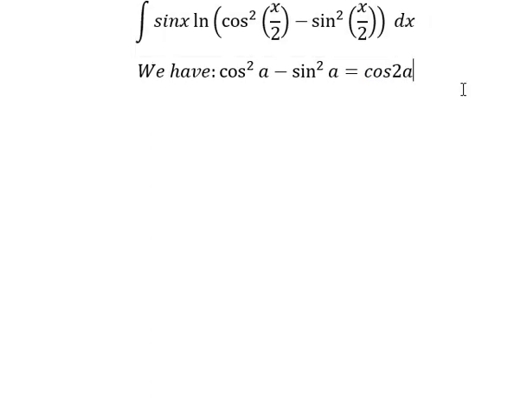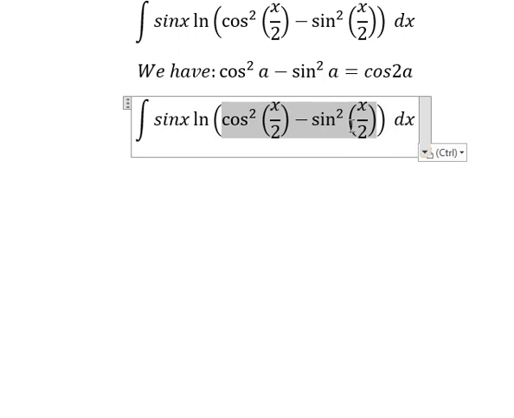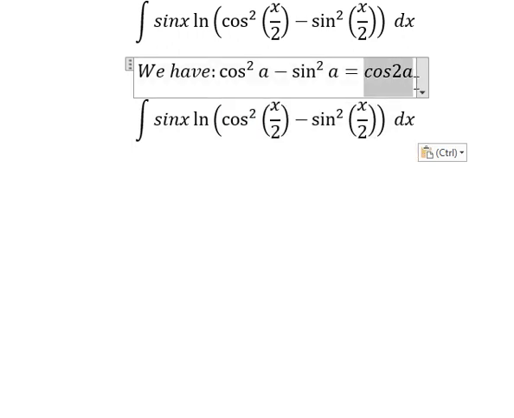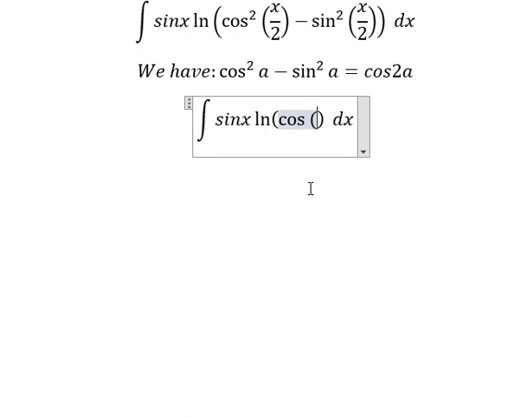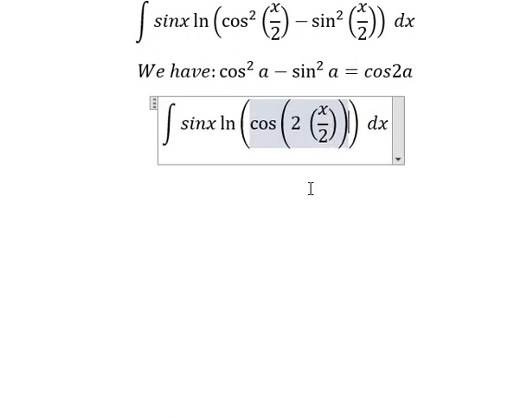So we need to transform this one into this one. So that should be cosine 2 multiplied by s over 2, and this one we have s.